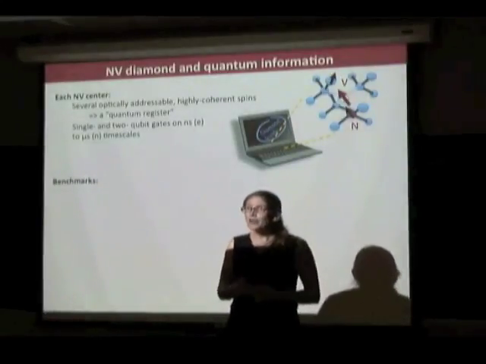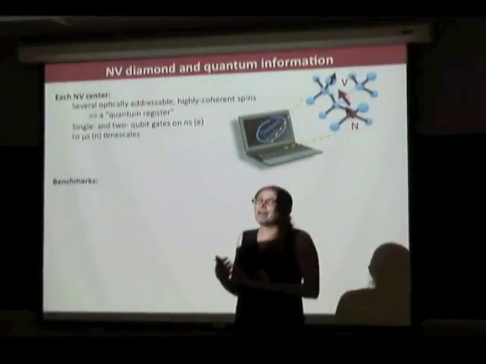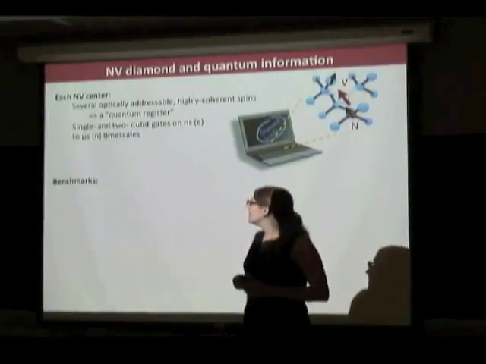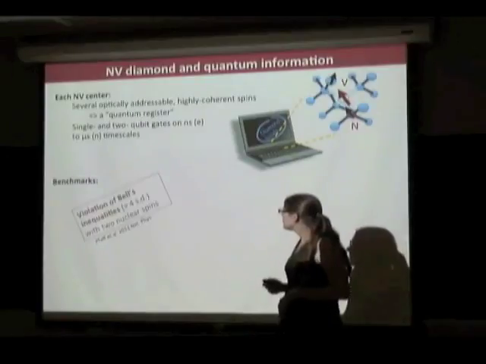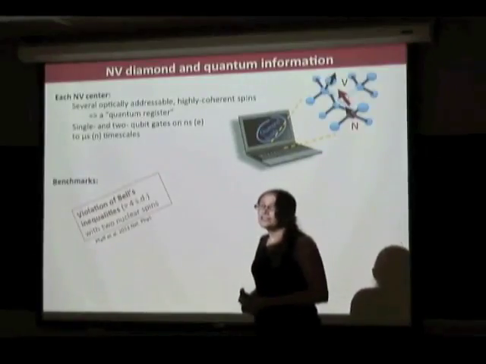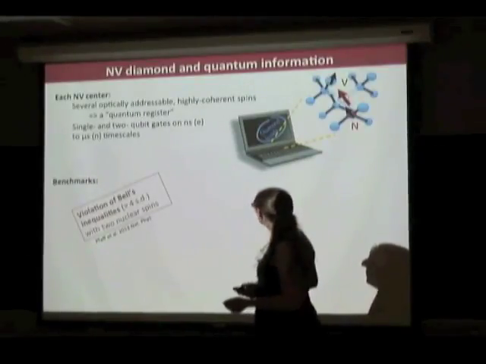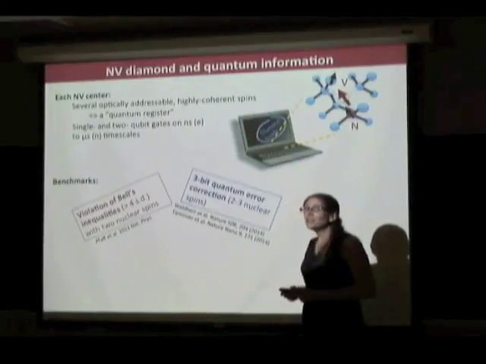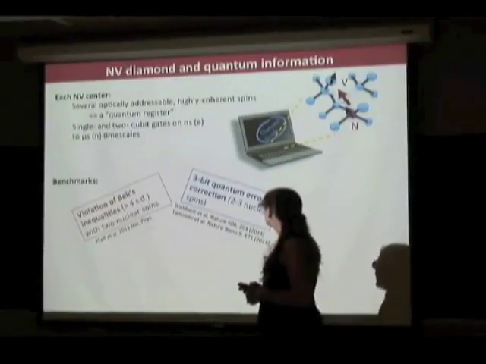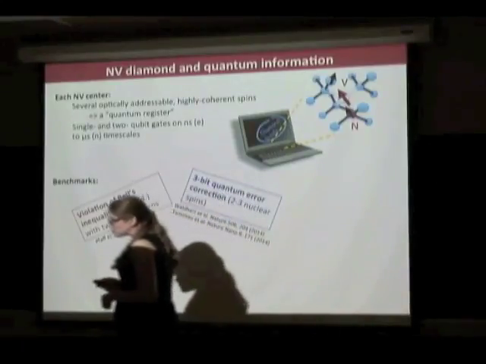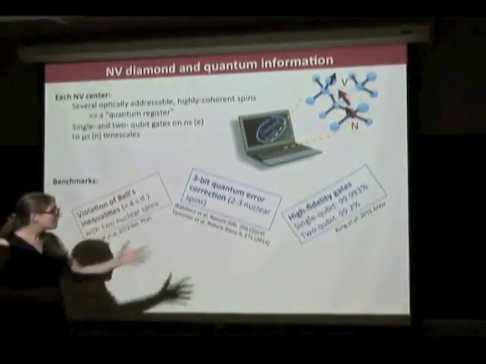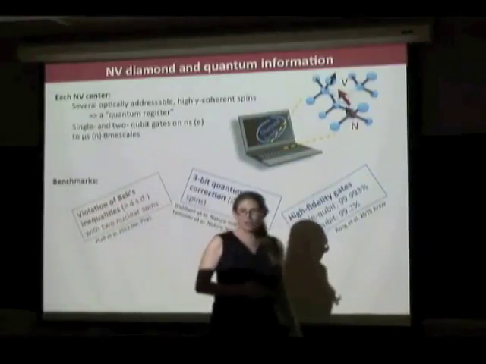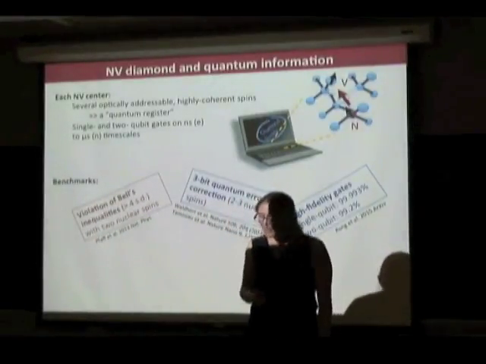There have been a number of remarkable demonstrations of benchmarks of manipulations of the spins around a single NV center in the last few years, including things like violations of Bell's inequalities using 2 nuclear spins, demonstrations of 3-bit quantum error correction using multiple spins around the same NV center, or most recently, some very high fidelity single and 2 qubit gates that are approaching fault tolerance thresholds.